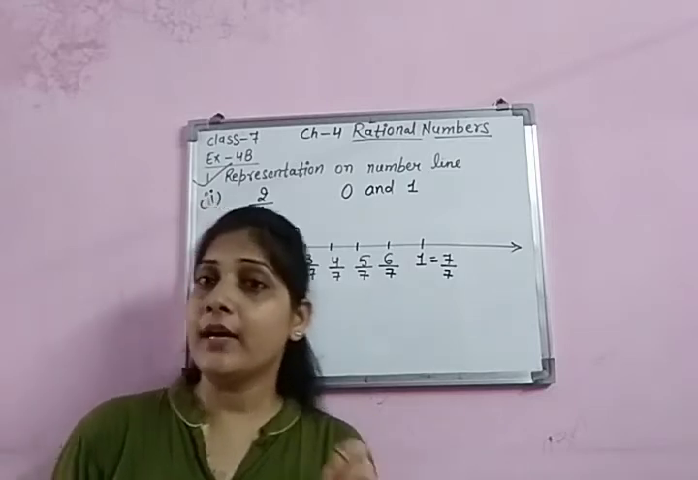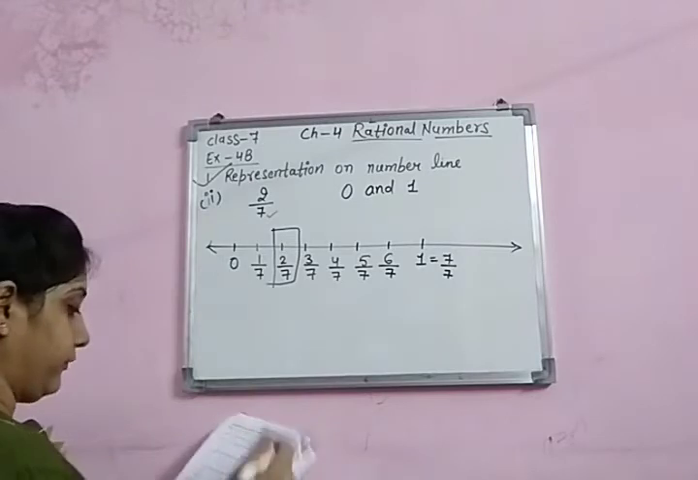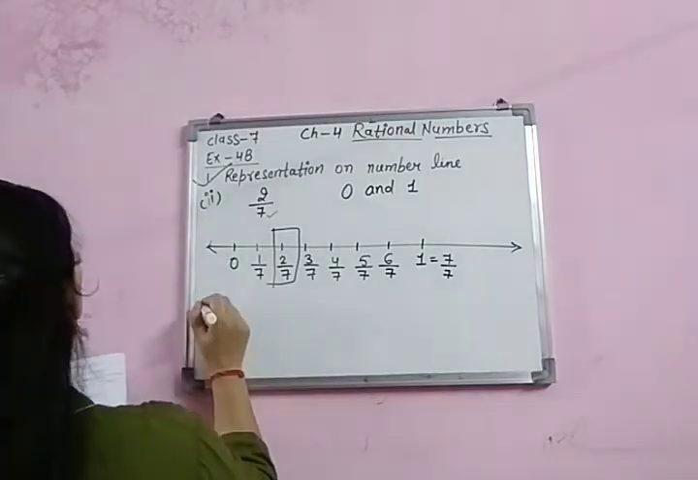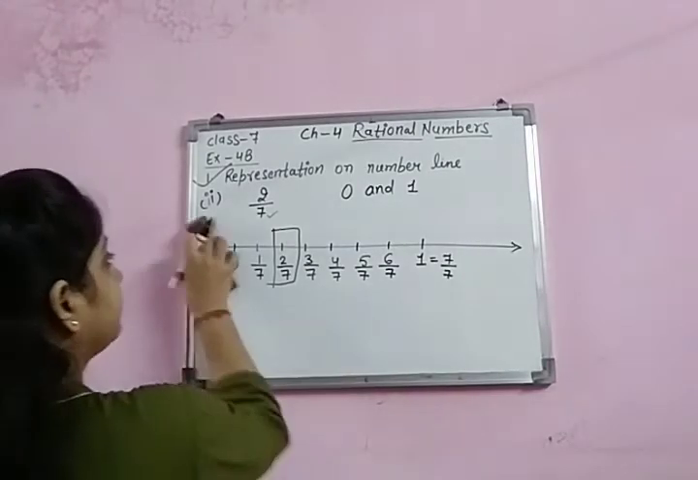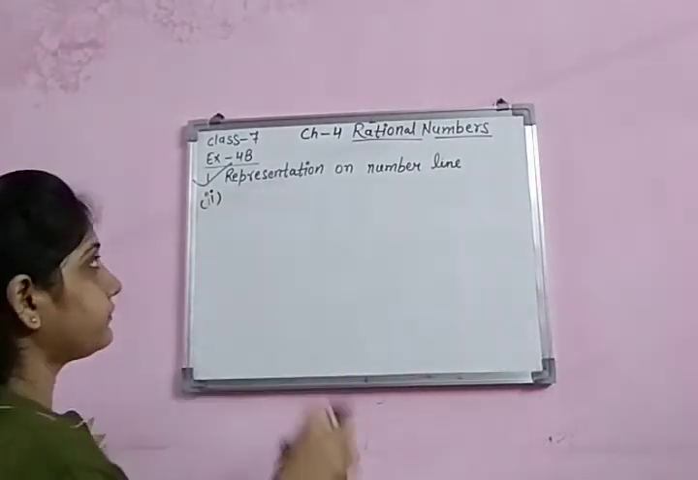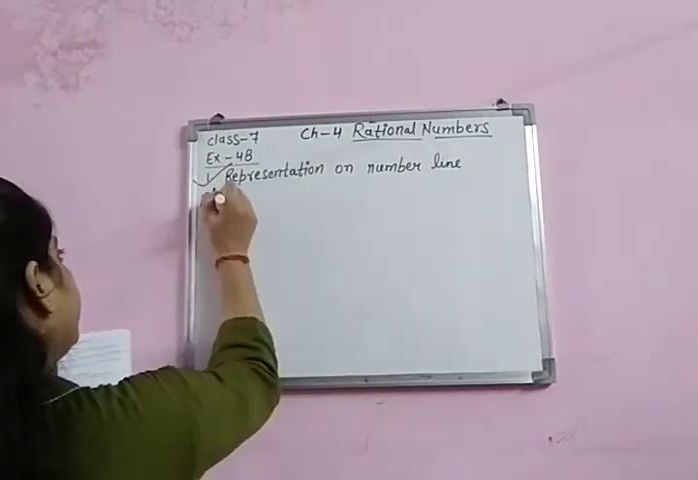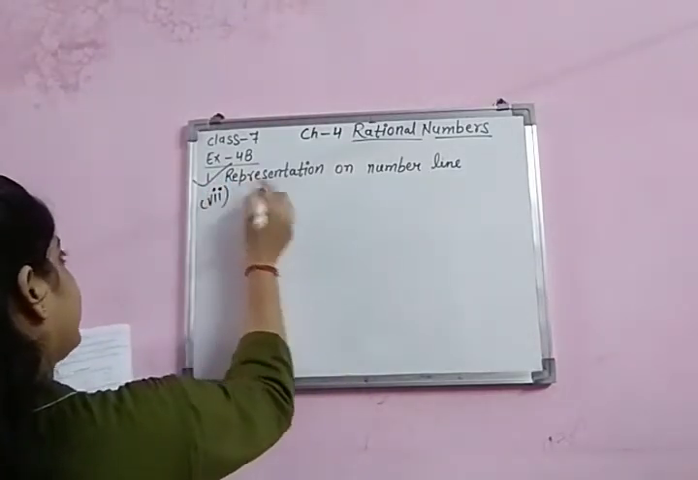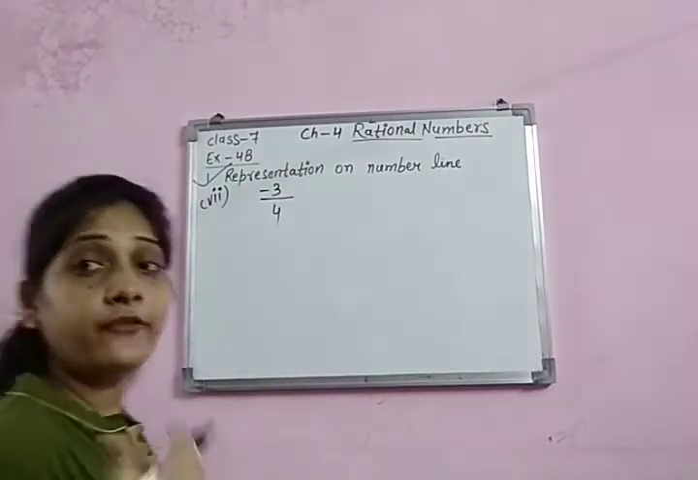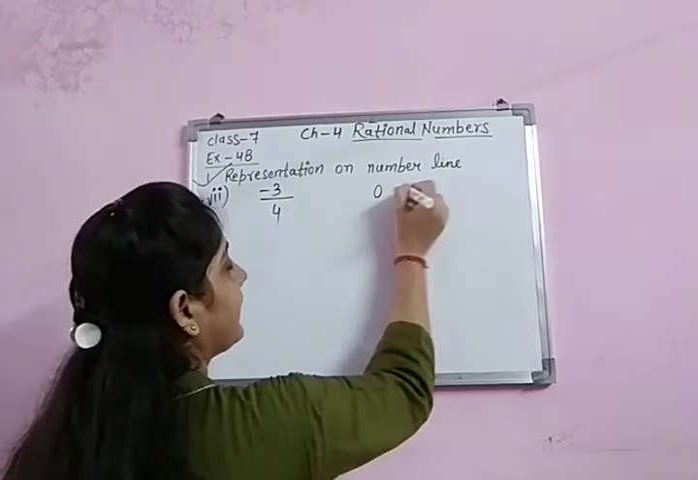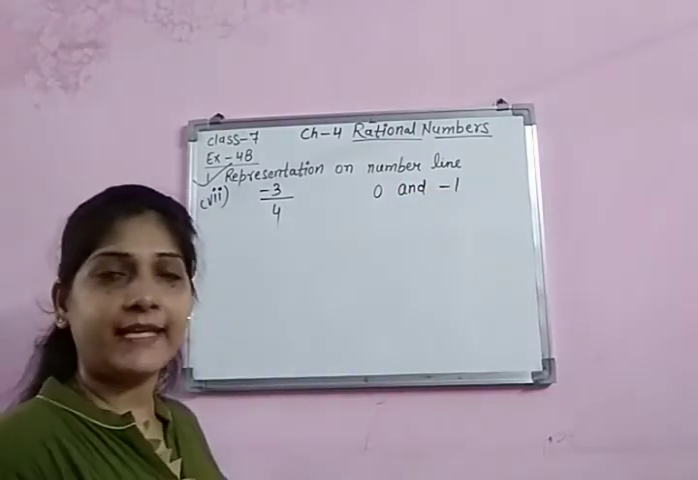Okay. Now I'm telling you about the negative. How can we find it for a negative? So like the seventh part of this, let me write here only. Seventh part, it is negative 3 by 4. So you can say negative. If it is negative, it will exist between 0 and minus 1.